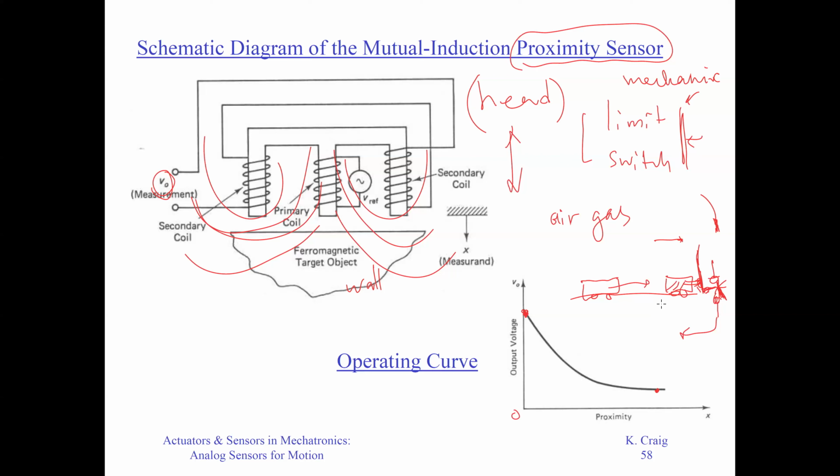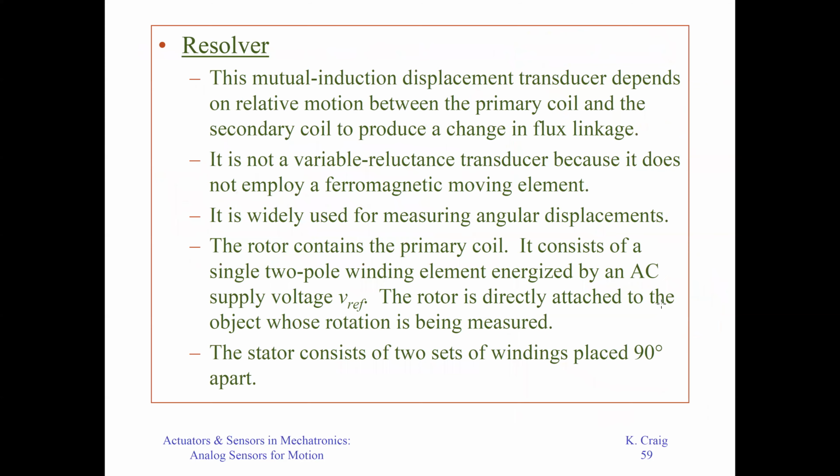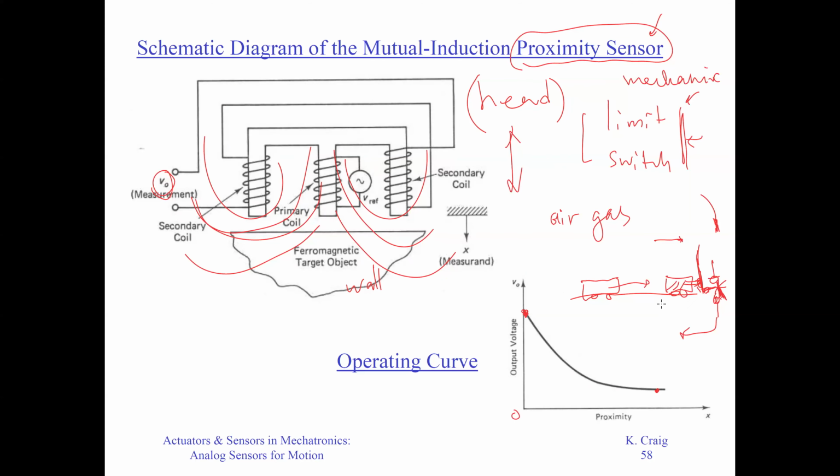They simply use what they call a proximate sensor. The fundamental mechanism, the working principle, is the same as in this slide. The basic idea behind it is called mutual induction. Again, it's a variable reluctance device. So that is called a proximate sensor.